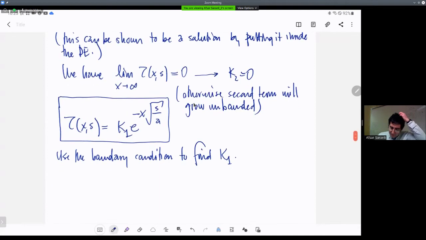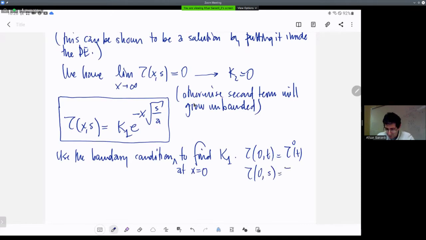So remember, the boundary condition at x equals 0. Okay, the remaining boundary condition. So tau 0 t is equal to a function of time. Okay, and therefore tau 0 s is equal to again a function of s, which is the boundary condition. So k1 is given by that particular function.